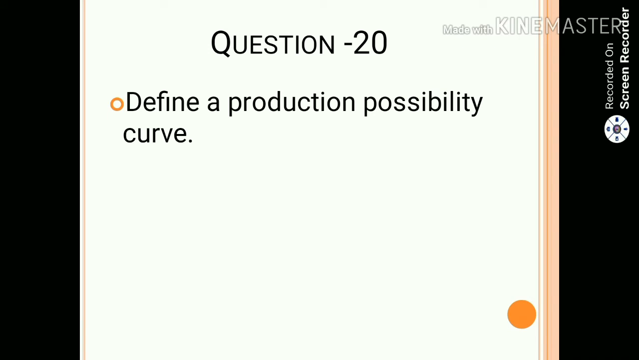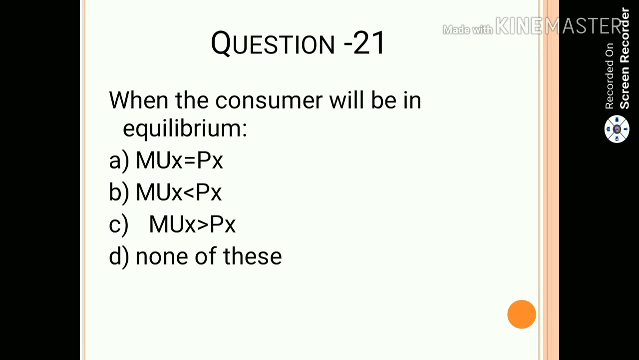Question number 20. Define a production possibility curve. Question number 21. When the consumer will be in equilibrium, what will be the condition of the consumer? MUx is equal to Px, MUx is less than Px, MUx is greater than Px, or none of these.